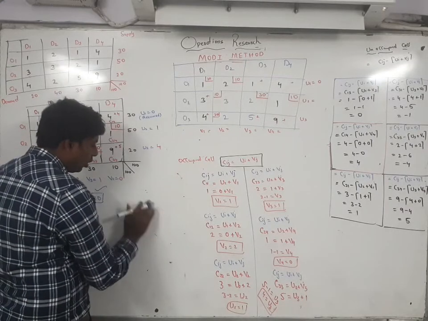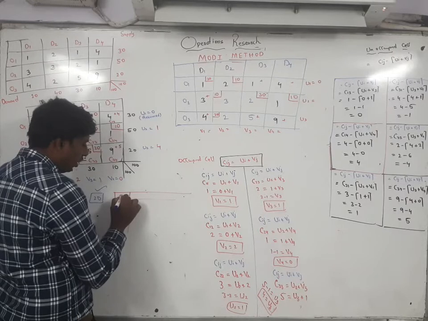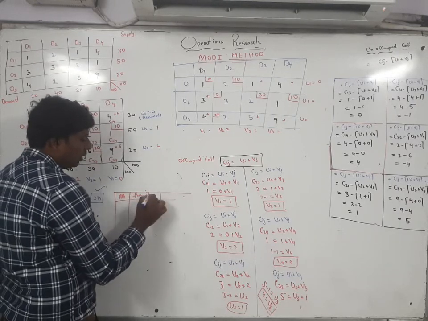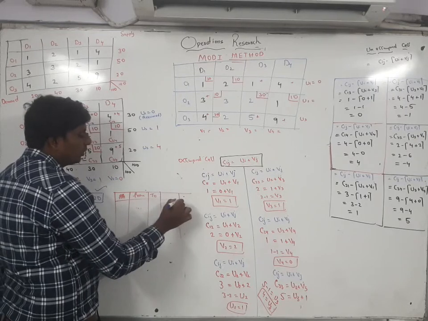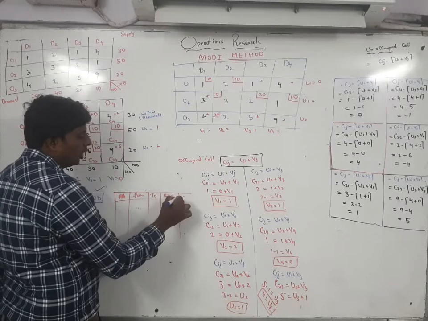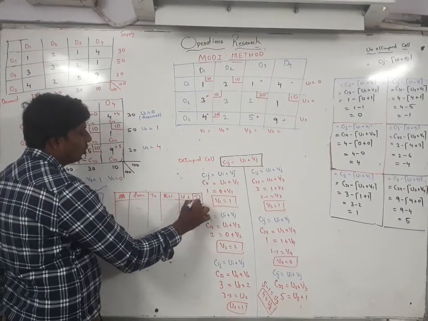What is the tabular column? Here allocation. Next one is the from. Next one is the to. Next one is the number of units. Next one is the unit cost. Next one is the total cost.